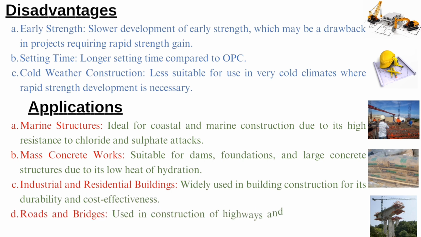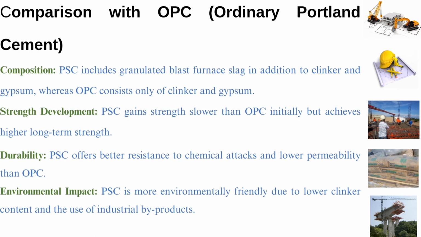Then comparison with OPC. In composition, PSC includes granulated blast furnace slag in addition to clinker and gypsum, whereas OPC consists of only clinker and gypsum. In strength development, PSC gains strength slower than OPC initially but achieves higher long-term strength. Durability. PSC offers better resistance to chemical attacks and lower permeability than OPC. Environmental impact. PSC is more environmentally friendly due to lower clinker content and the use of industrial byproduct.